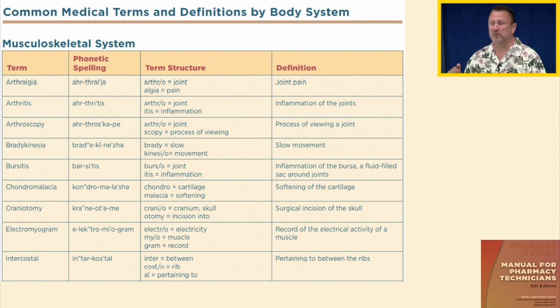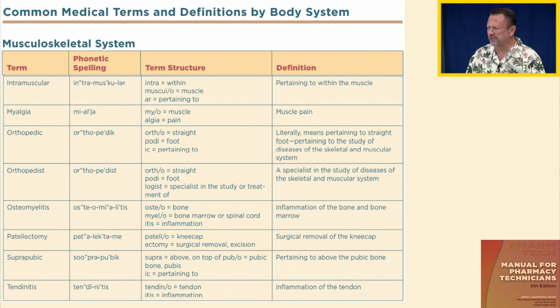Intercostal means in between the ribs. The intercostal space is in between the ribs. Intramuscular is within the muscles. Myalgia is muscle pain. Orthopedic refers to straightening the foot. That's literally what the word orthopedic means. But an orthopedist is somebody who not only straightens bones, but is a specialist of the skeletal and muscular systems.